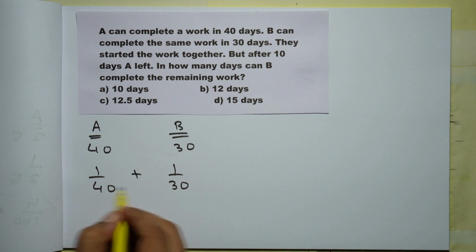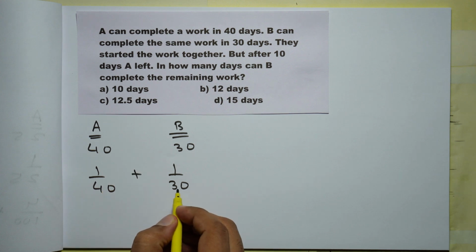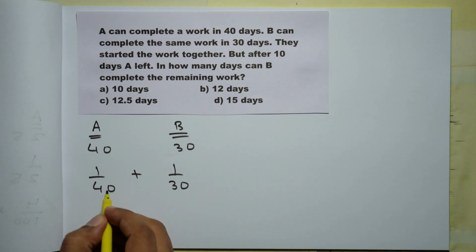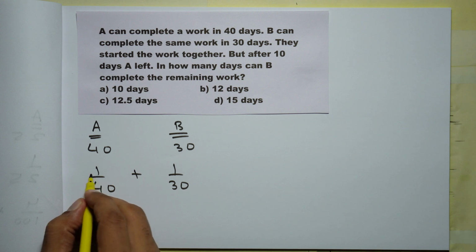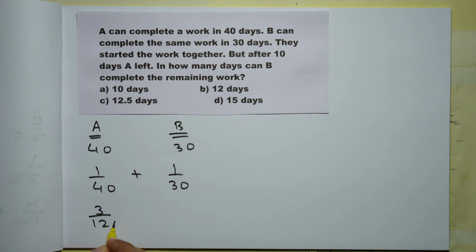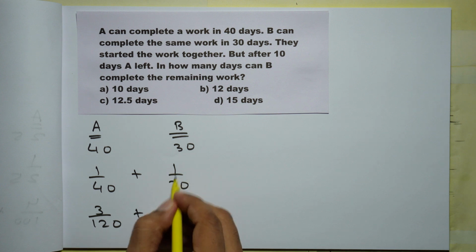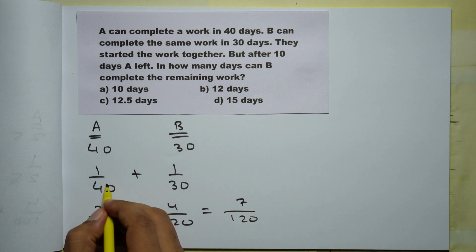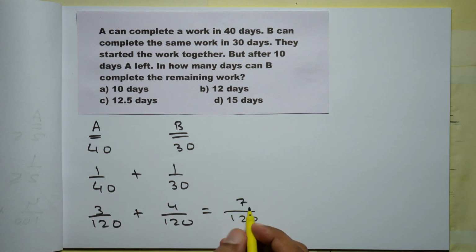So we'll just add them up. So we'll get the contribution of A and B per day. Now we'll make the denominator the same. Then we can easily add it up. Now LCM of 30 and 40 is 120. So we'll make the denominator the same, that is 120. So if we multiply both sides by 3, so 3 by 120. Here if you multiply both sides by 4, you will get 4 by 120. Now we can easily add it up. So denominator is 120, numerator is 3 plus 4, 7. So if they are working together, every day they will do 7 by 120th of the work, every day.